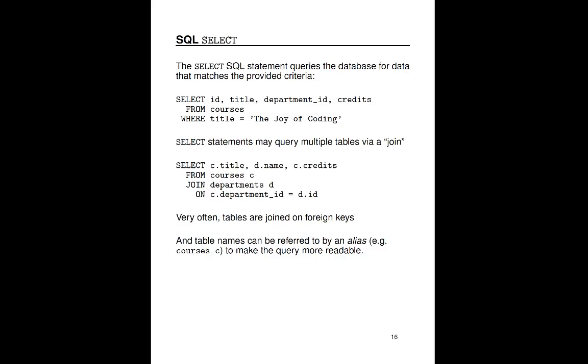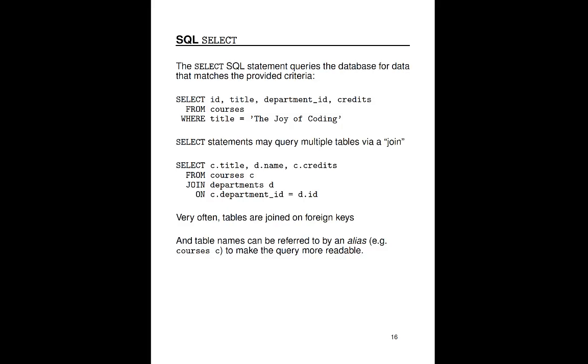So here's where you can say, hey, I want all the courses whose title is The Joy of Coding. Now, select statements can be very complex. One of probably the first steps that you'll take is doing what's called a join, which means that you want to query data from multiple tables. This is where we leverage primary keys and foreign keys. Here, we want to get information about the courses that are available at the university, and I want to include the name of the department in that query result.